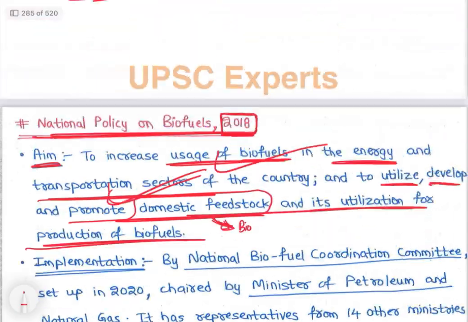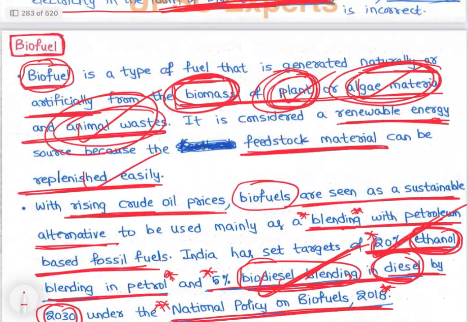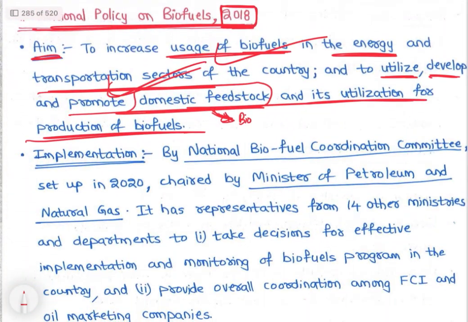right? See what we need, this is biomass, right? Biomass चाहिए, right? जैसे plants का, right? Animal waste और algae, right? So domestic biomass production को भी encourage करना, right? That is the main goal, right?